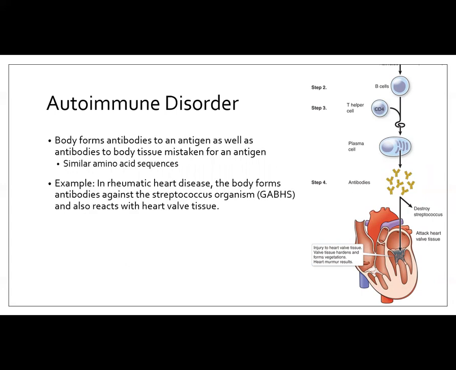So, like I said, your body forms antibodies to an antigen, as well as antibodies to body tissue mistaken for an antigen. So they might have similar amino acid sequences. In rheumatic heart disease, the body forms antibodies against Streptococcus organisms and also reacts with heart valves. So just to get you to understand this, all these autoimmune disorders are genetically linked. So it's not like you can just suddenly develop it. It's just something within your body.